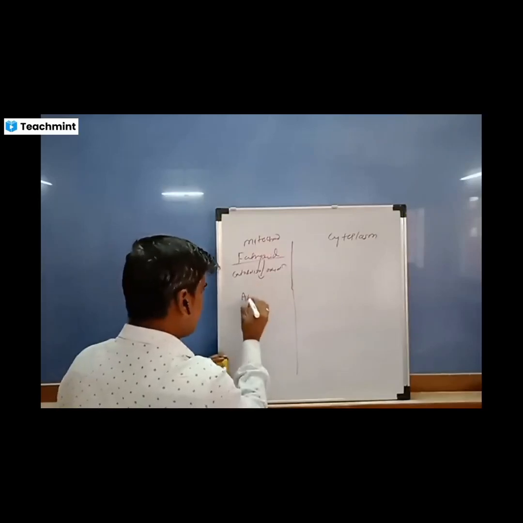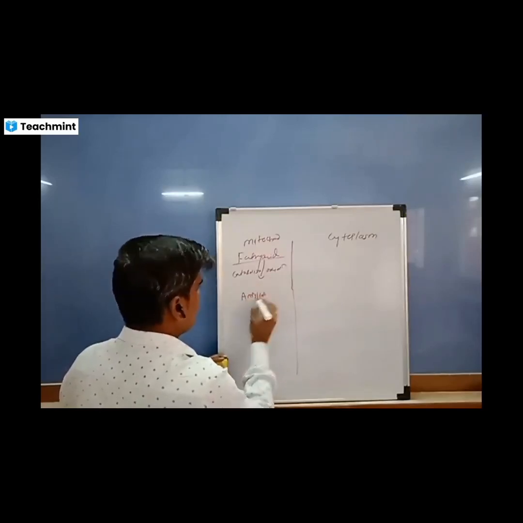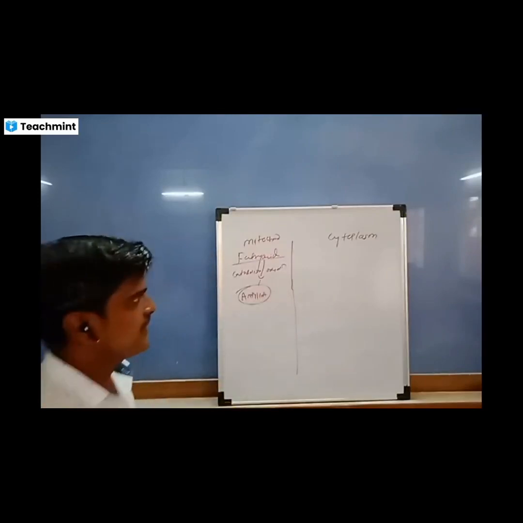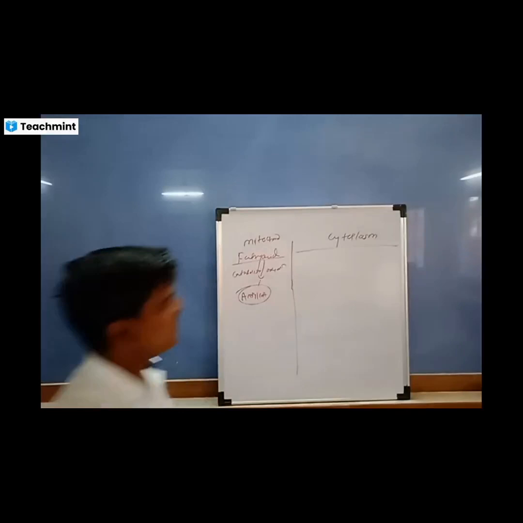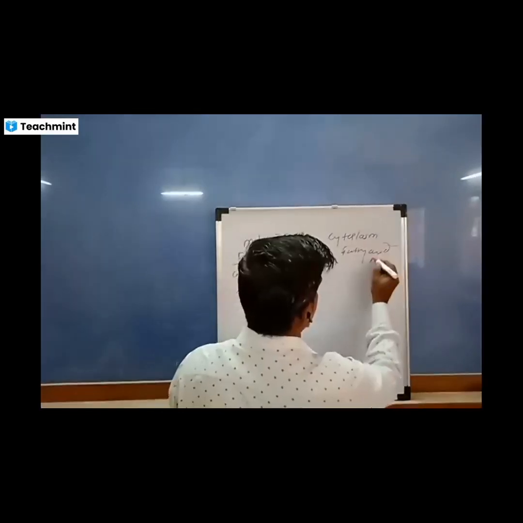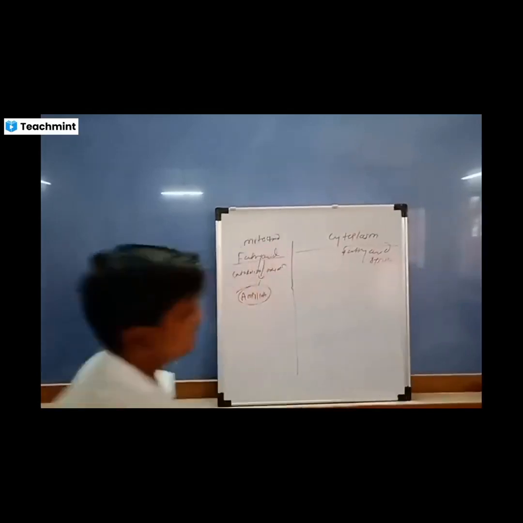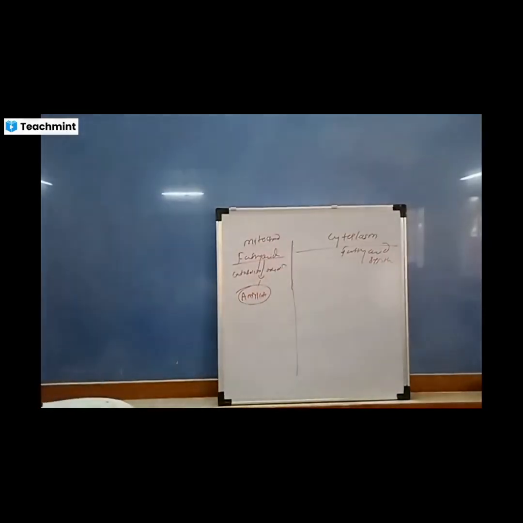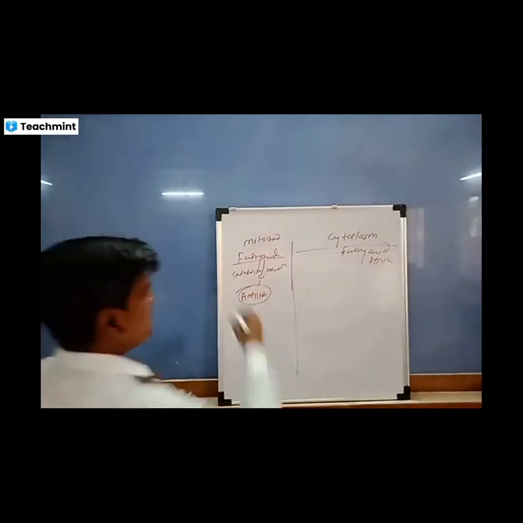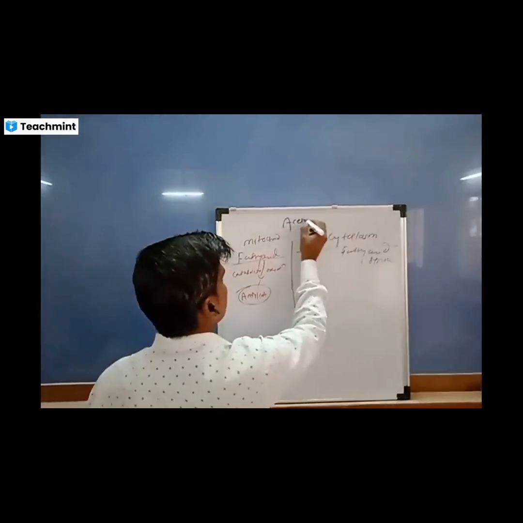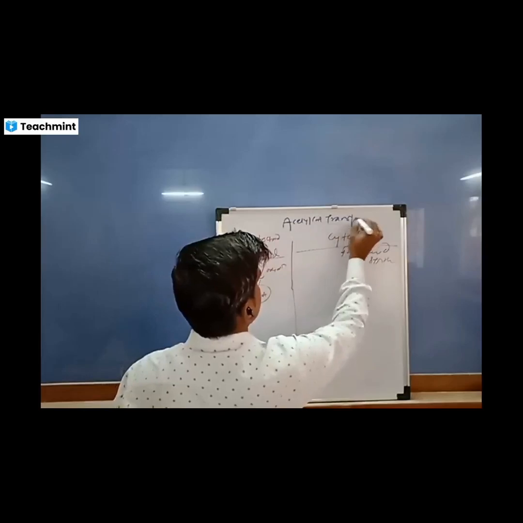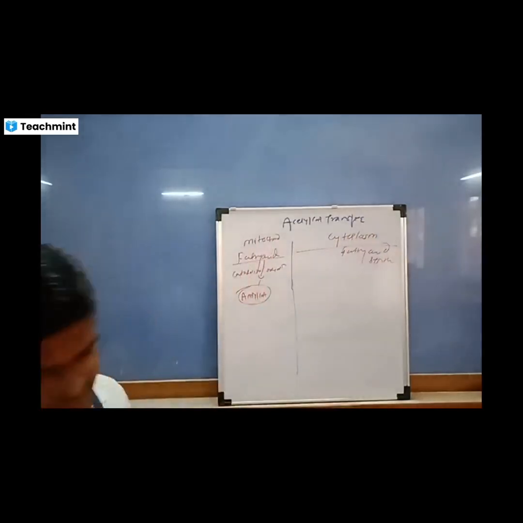Whatever the acetyl CoA available in the mitochondria, how does it become available in the cytoplasm for fatty acid synthesis? How does acetyl CoA enter the cytoplasm? This phenomenon is called the acetyl CoA transfer mechanism.